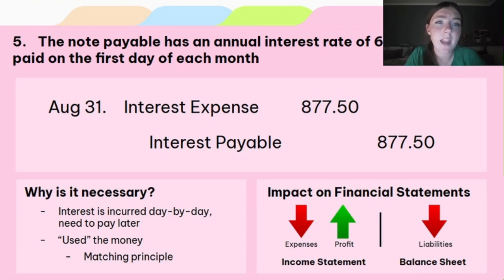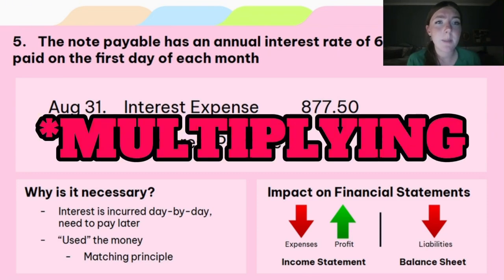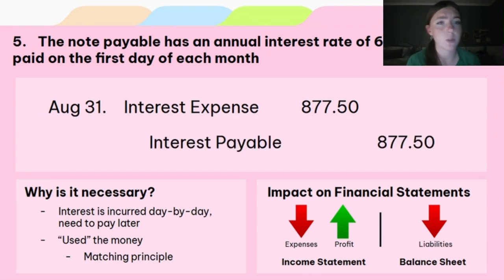I got the number of $877.50 by taking the notes payable of $162,000, multiplying it by the 6.5% annual interest rate, and dividing it by 12 to find the monthly. Since this transaction says that the interest is paid monthly, we only need to account for 1 month.